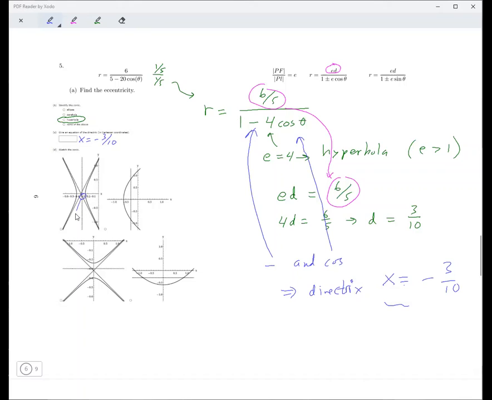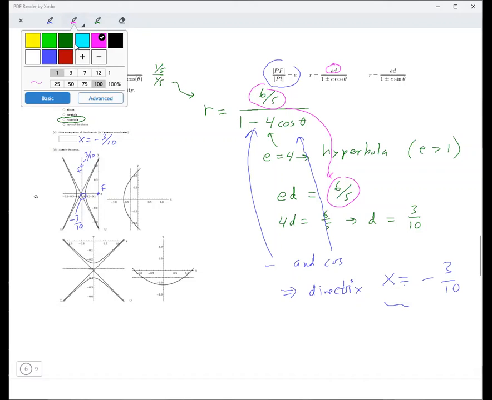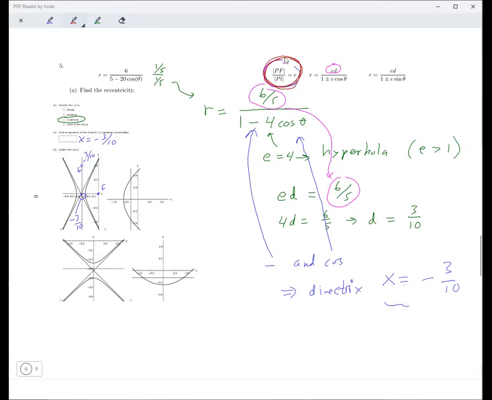This one right here looks like -3/10, -0.3. And so this is the directrix, this line right here. And the focus, of course, is over here. If you look at this, it tells you that the distance between any point on this curve and the focus is equal to the eccentricity times the distance between the point and the directrix. So here's the directrix.